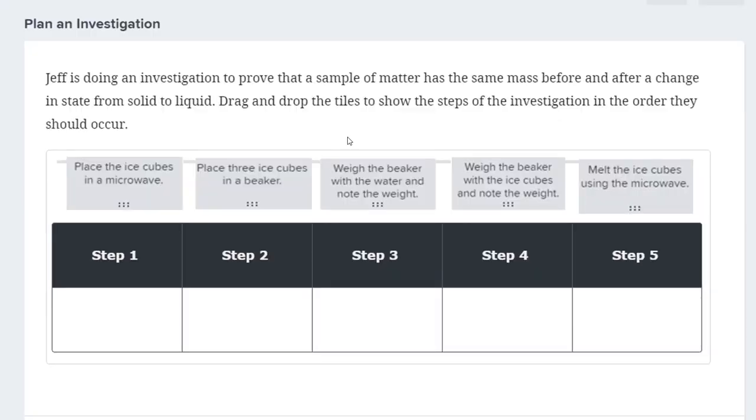So now, Jeff is doing an investigation to prove that a sample of matter has the same mass before and after a change from solid to liquid. So I'm going to drag and drop the tiles to show the steps of the investigation in order that they should occur. I'm going to give you about a minute to read your clues, and then you're going to figure out what will go first, second, third, step fourth, and step 5. So I'm going to give you a minute to read it.